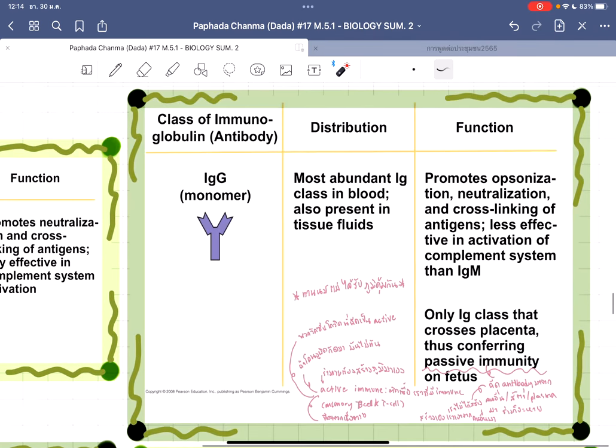Next, IgG monomers. The most abundant antibody class in blood, still present in tissue fluid. Function is to permit opsonization, neutralization, and cross-linking of antigens. Less effective in activation of the complement system than IgM. Only the IgG class crosses the placenta, thus conferring passive immunity on the fetus.